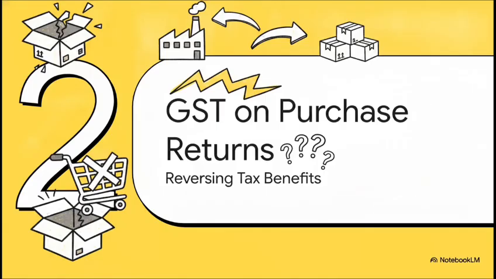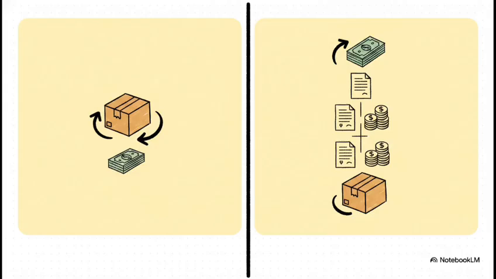Moving right along to Section 2, GST on purchase returns and how we reverse those tax benefits. Because, let's be real, things break. What actually happens when those goods you bought are defective and you have to send them back? In a normal scenario, without GST, you just return the goods and get your money back. Debit cash, credit purchase return. Done. But with GST in the mix, the entry gets noticeably longer.